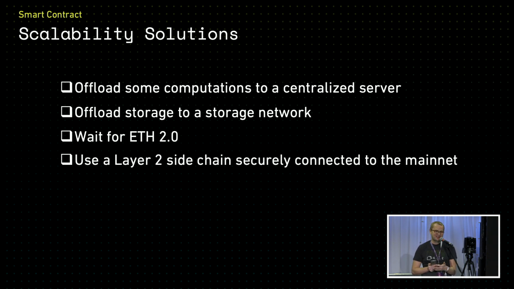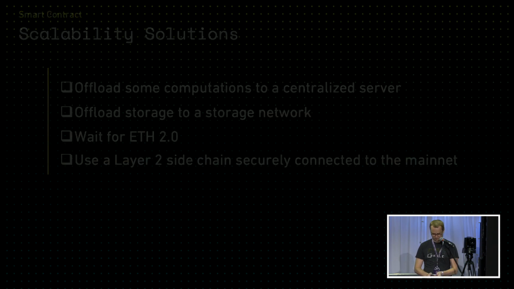And finally, the solution that we're working on at Scale is a sidechain. It's called layer 2 because it's a separate network. It's a separate blockchain which is securely connected to the mainnet and is still decentralized. So it's still executed by independent people and has all of the advantages of a real blockchain. So then how does this actually work? How would we actually use a layer 2 solution?